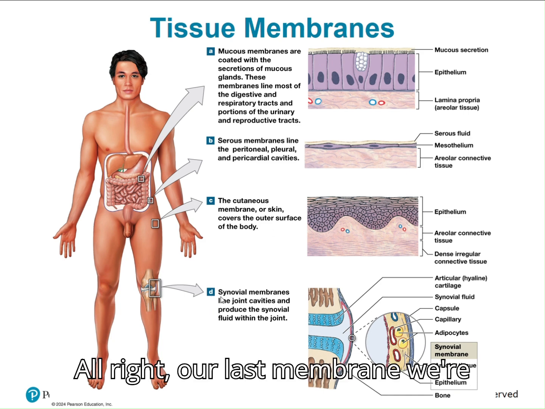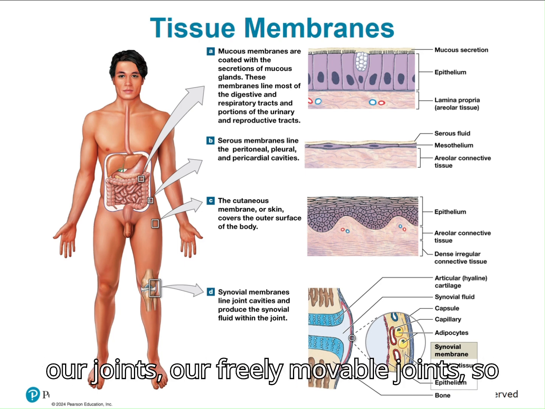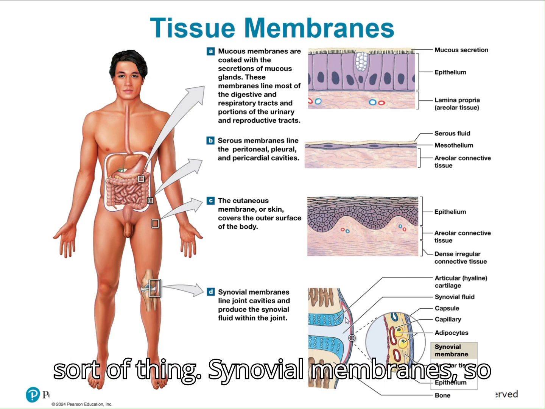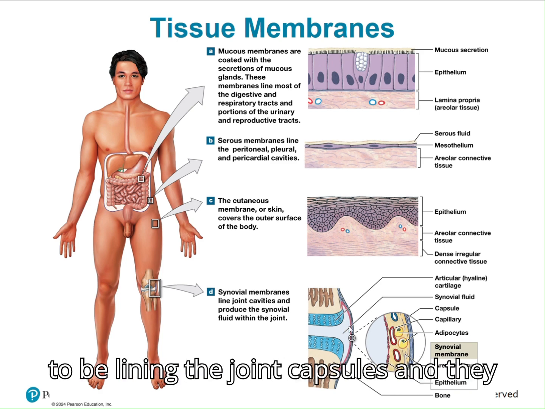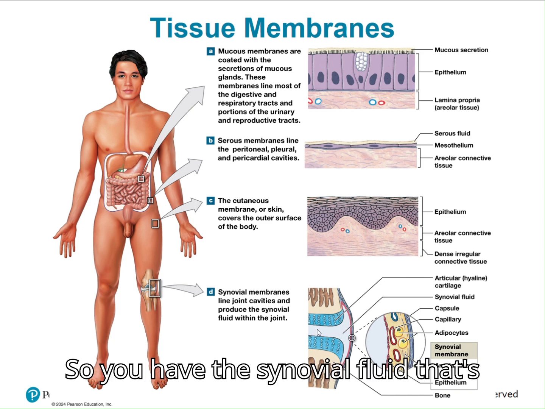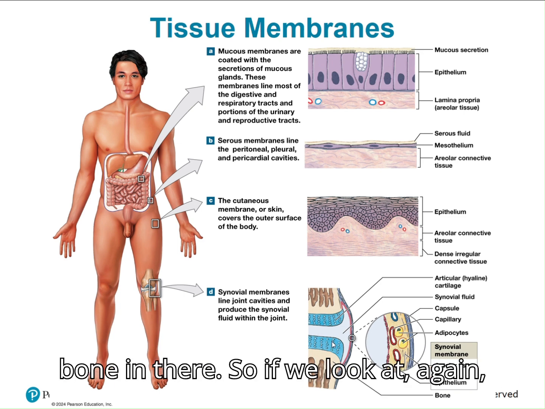All right, our last membrane we're looking at are synovial membranes. Synovial membranes are associated with our freely movable joints, like your shoulder and your knee, that sort of thing. Synovial membranes, so this little pink guy right here, is going to be lining the joint capsules, and they are going to be secreting synovial fluid. So you have the synovial fluid in there lubricating that joint and making sure bone is not hitting bone in there.